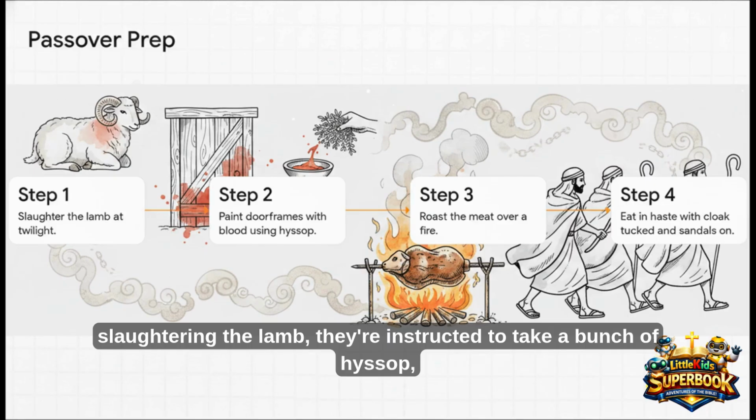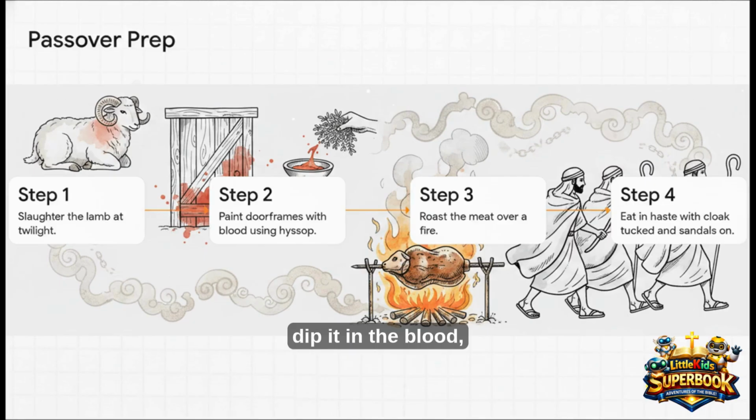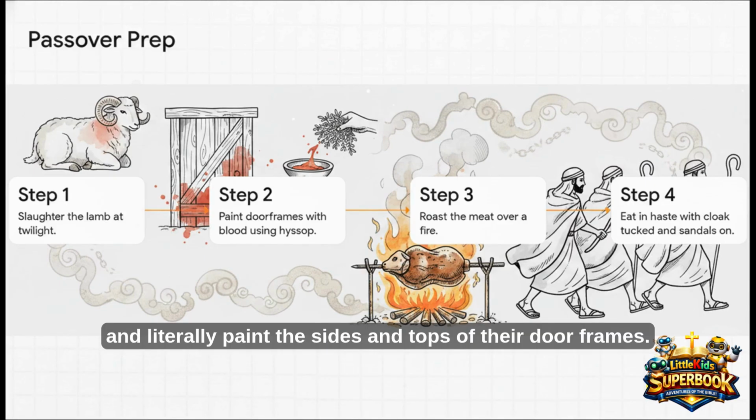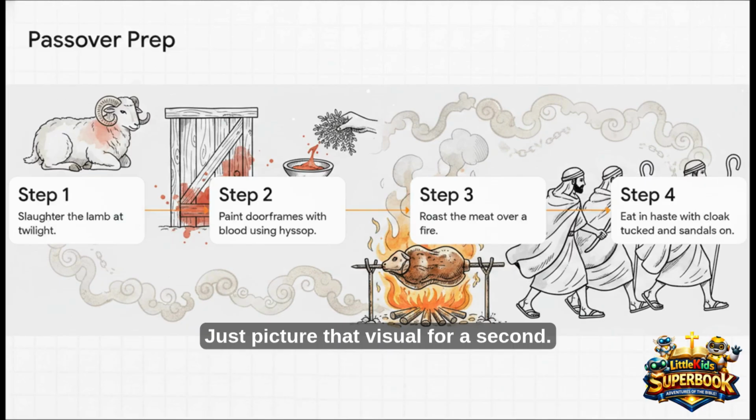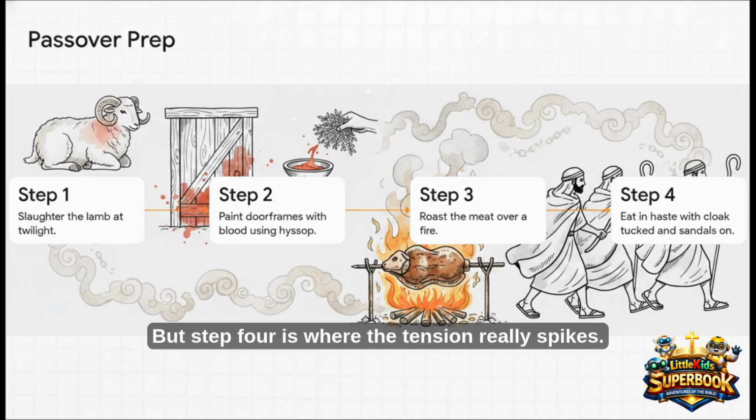After slaughtering the lamb, they're instructed to take a bunch of hyssop, dip it in the blood, and literally paint the sides and tops of their door frames. Just picture that visual for a second. Then, they have to roast the meat over a fire.